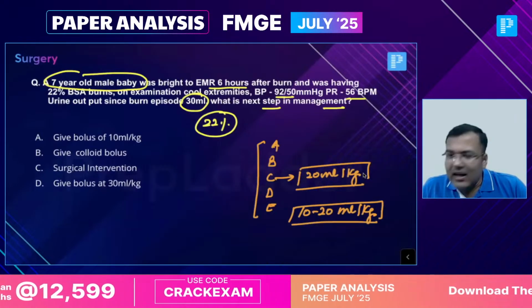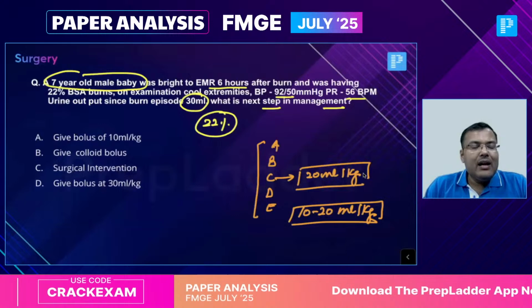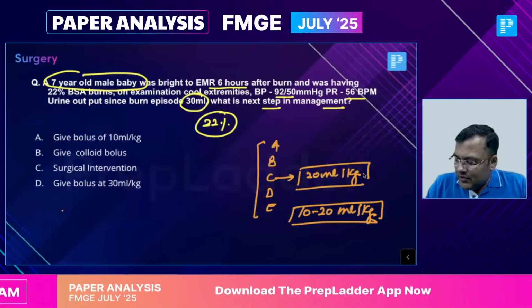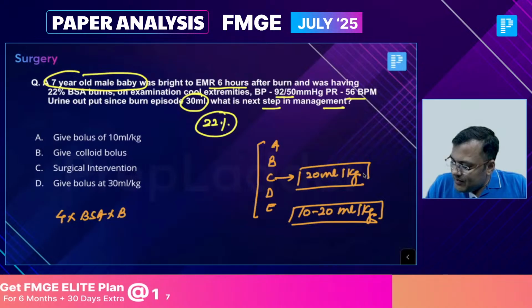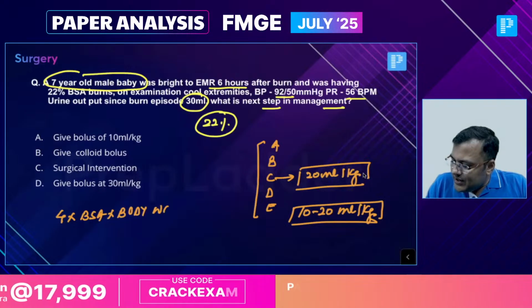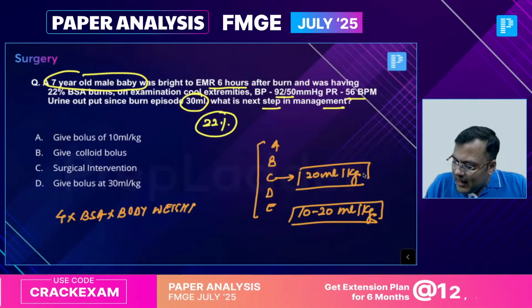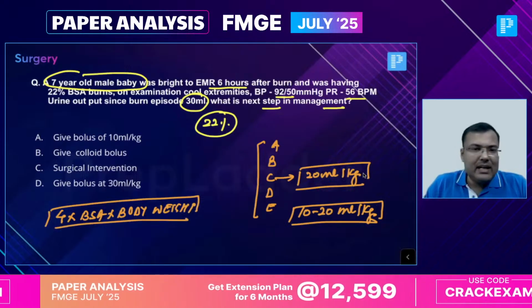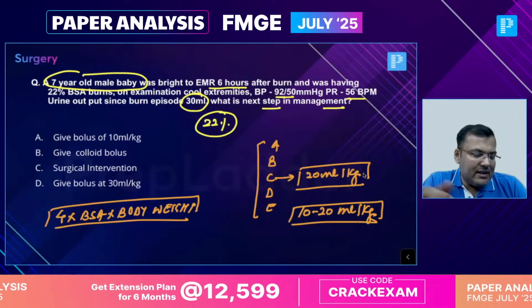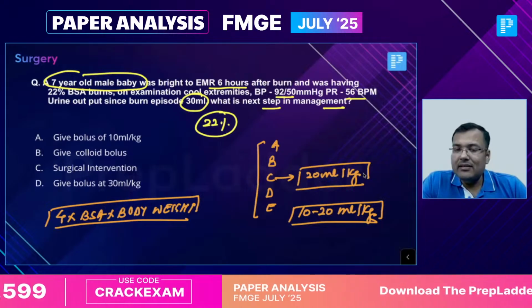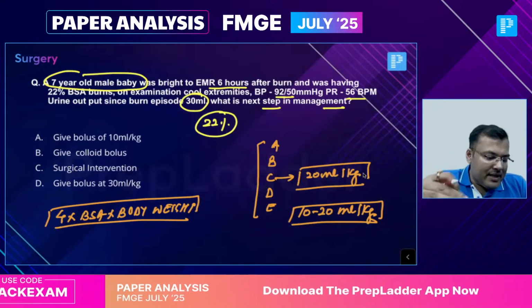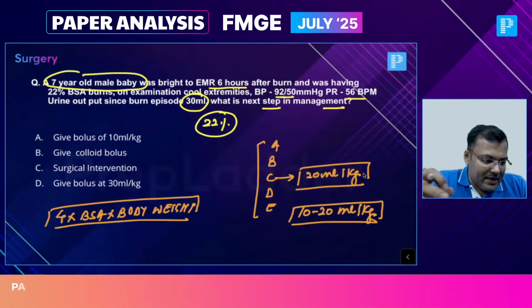That's the bolus. Otherwise, you have to follow the Parkland. And according to Parkland, it is 4 into burned surface area into body weight in kg. Clear? And whatever the fluid is calculated, half of the fluid is given in first 8 hours and the rest half is given in next 16 hours.